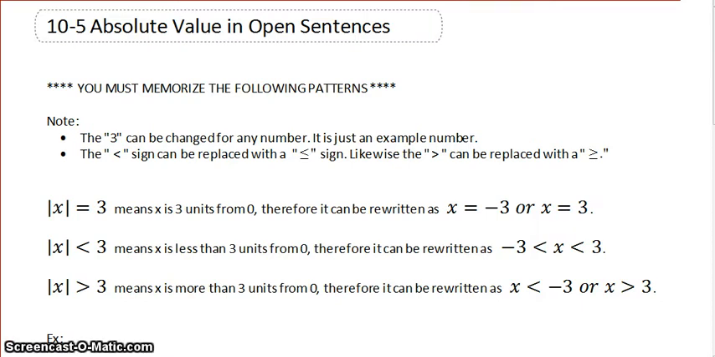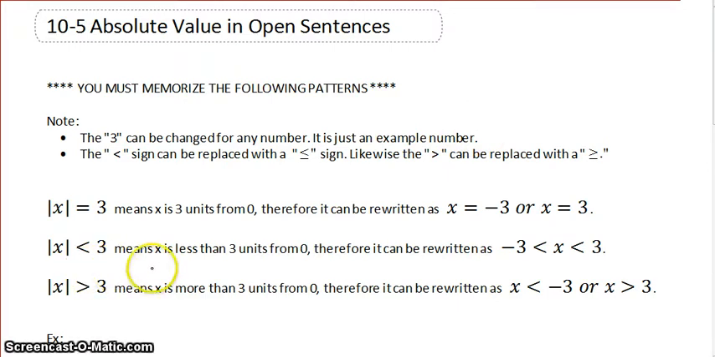Before I actually tell you what you need to memorize, you need to note that the 3 we have in here can be changed for any number, so it does not have to be 3. It could be 5, it could be -3, it could be whatever. It is just an example number. You'll see that when I give you examples with the problem.